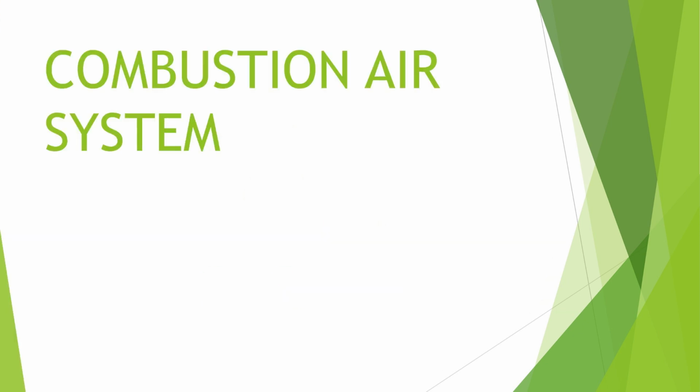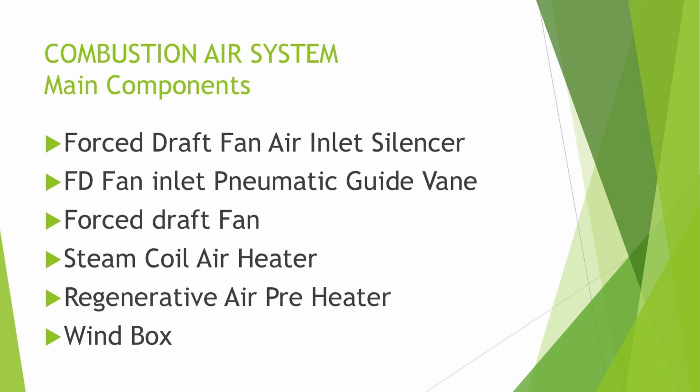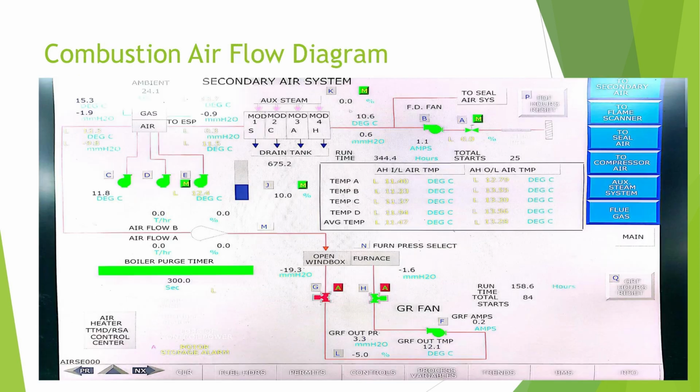Combustion air system. Main components: 1. Forced draft fan air inlet silencer. 2. FD fan inlet pneumatic guide vane. 3. Forced draft fan. 4. Steam coil air heater. 5. Regenerative air preheater. 6. Wind box. Combustion air flow diagram.